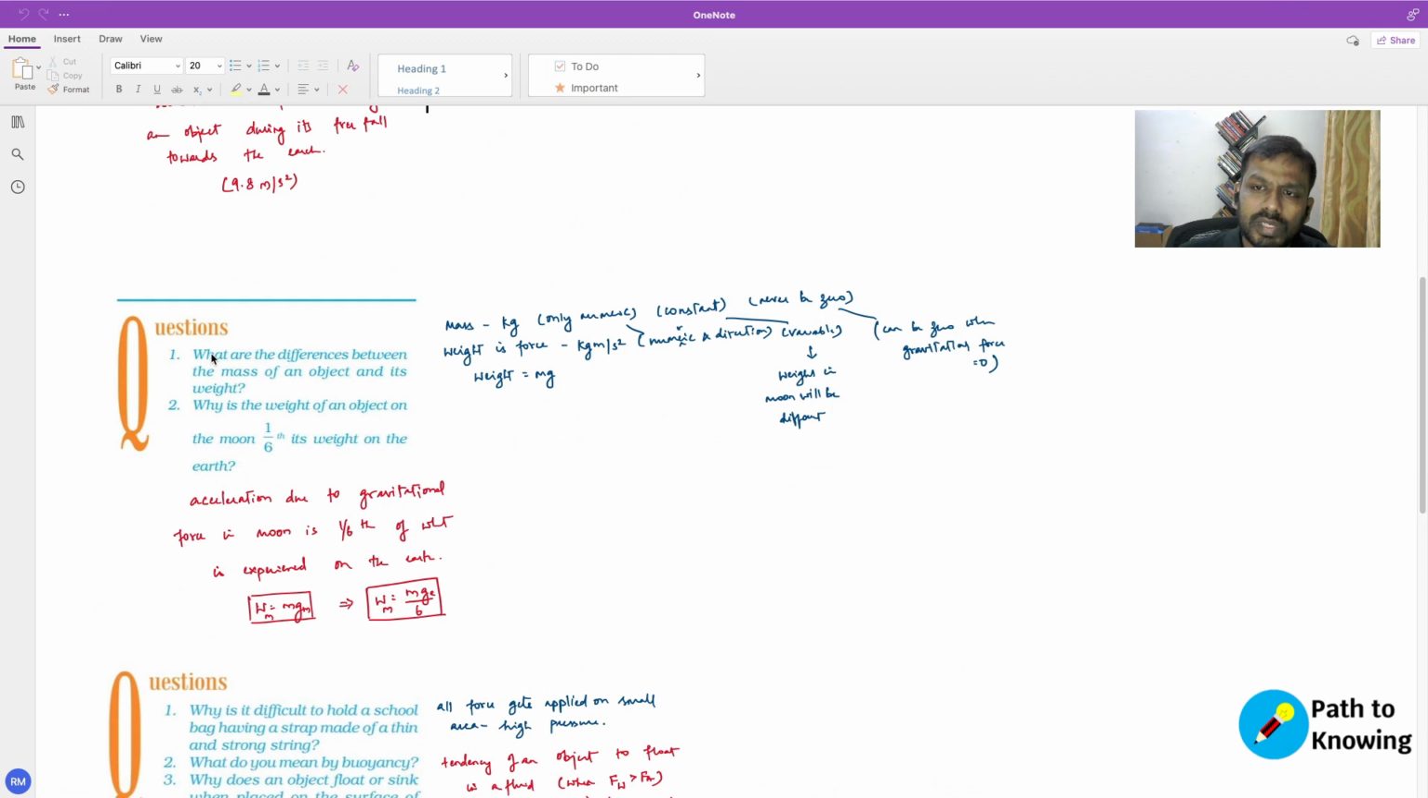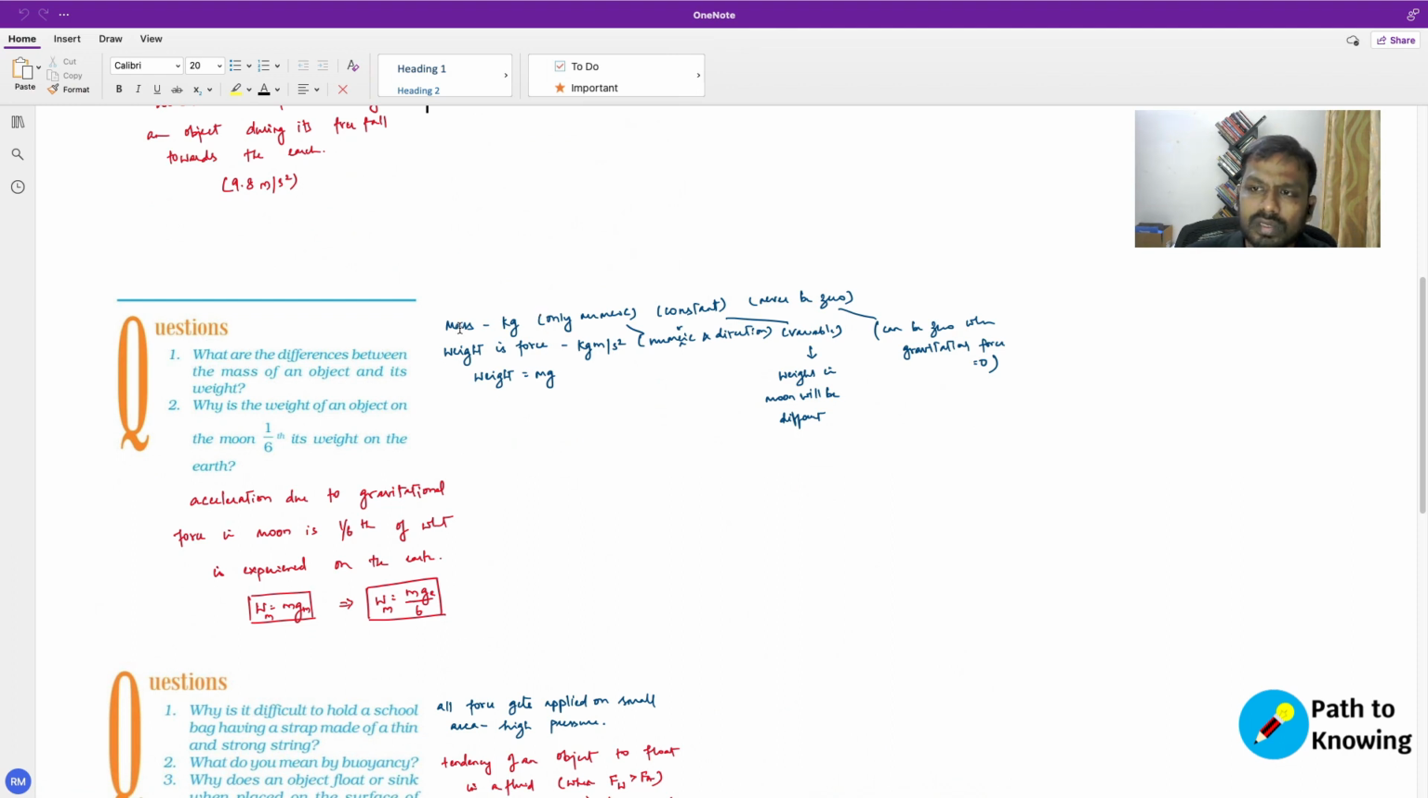What are the differences between the mass of an object and its weight? We saw that mass is always measured in kilograms, the SI unit, whereas weight is the force exerted by the mass. So weight is mass times acceleration; weight is nothing but force. While mass is measured in kilograms, weight is measured in newtons, or kilogram meters per second squared. So that is one key difference.